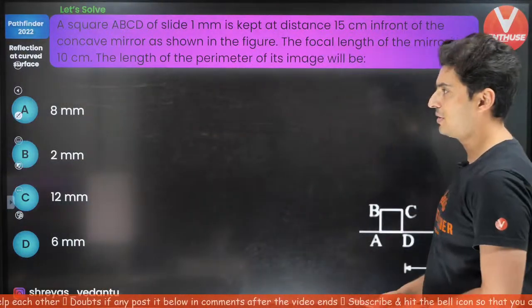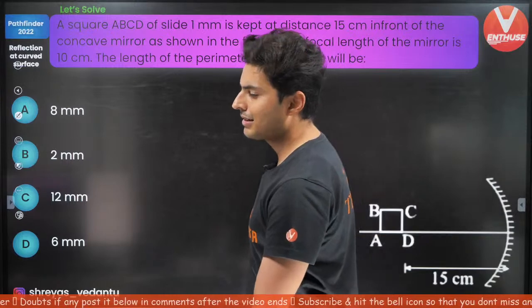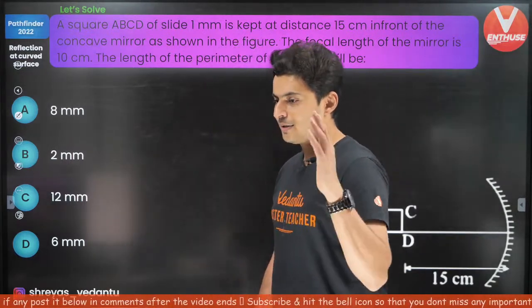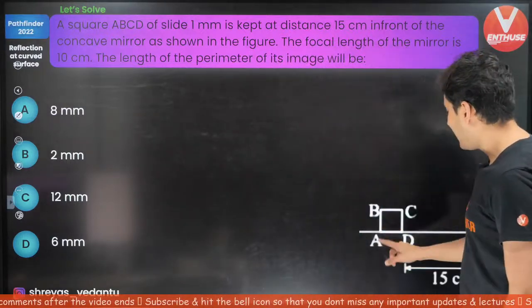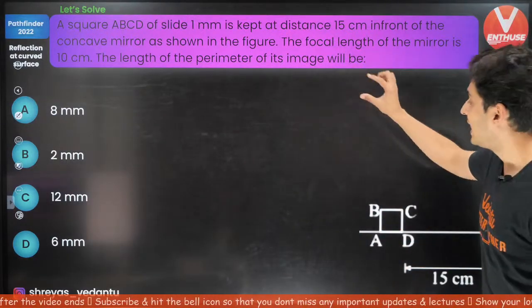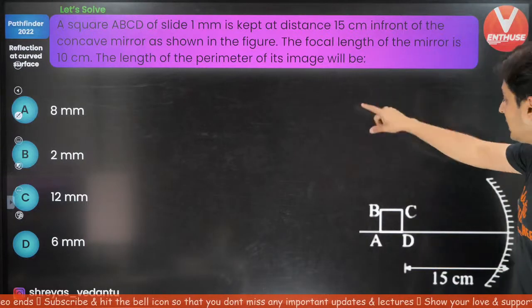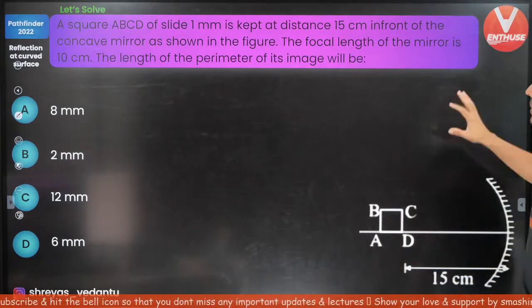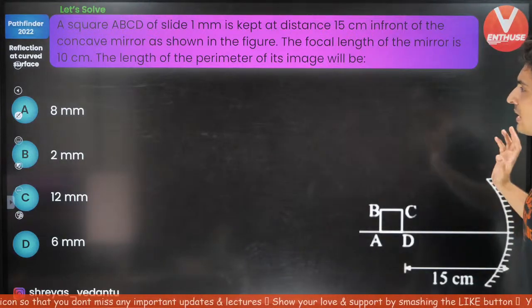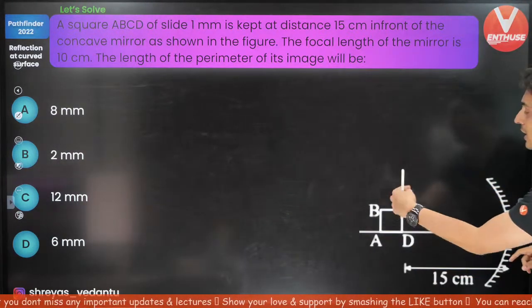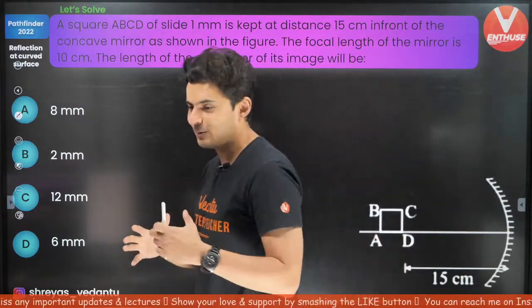Moving on to the next question. Brilliant question. There are 3 questions coming up on your screen. The first question. All right. So there is a square ABCD of side 1 millimeter at a distance of 15 centimeters in front of the mirror as shown. The focal length is 10. Find the perimeter of the image. My goodness, the perimeter of the image.